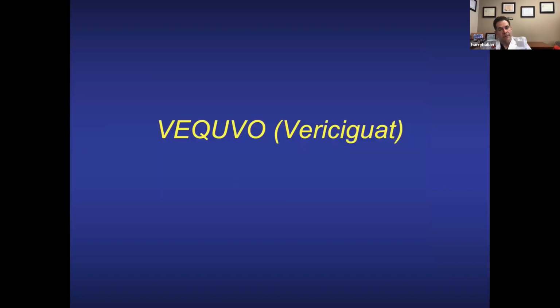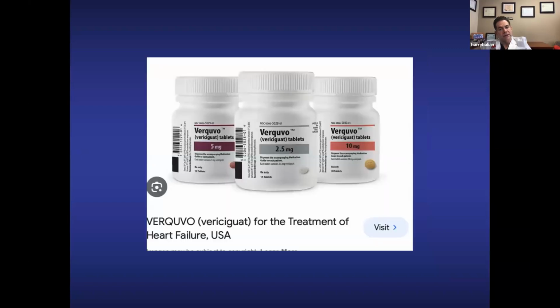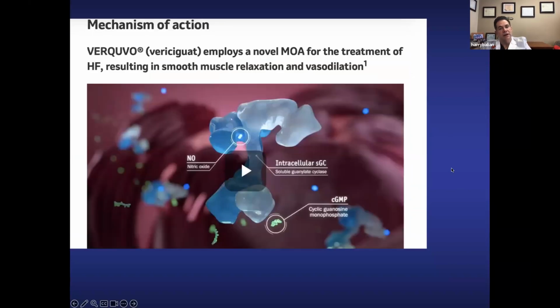heart failure admissions. There's a new drug also on the market for heart failure, and it's called Verquvo. Basically, this is for the treatment of heart failure. It comes in different doses, 2.5, 5, and 10. And it works by a different mechanism. Its mechanism of action is that it results in smooth muscle relaxation and vasodilation, and it works on the cyclic GMP.